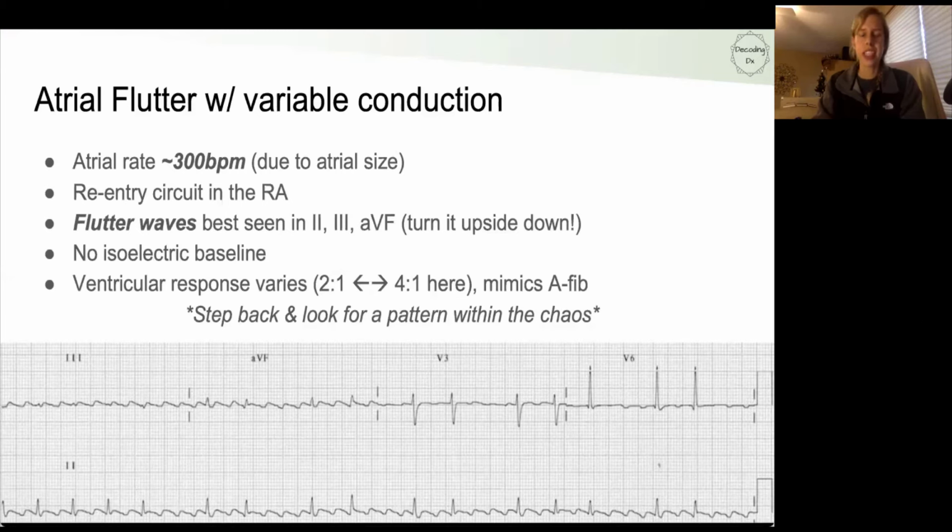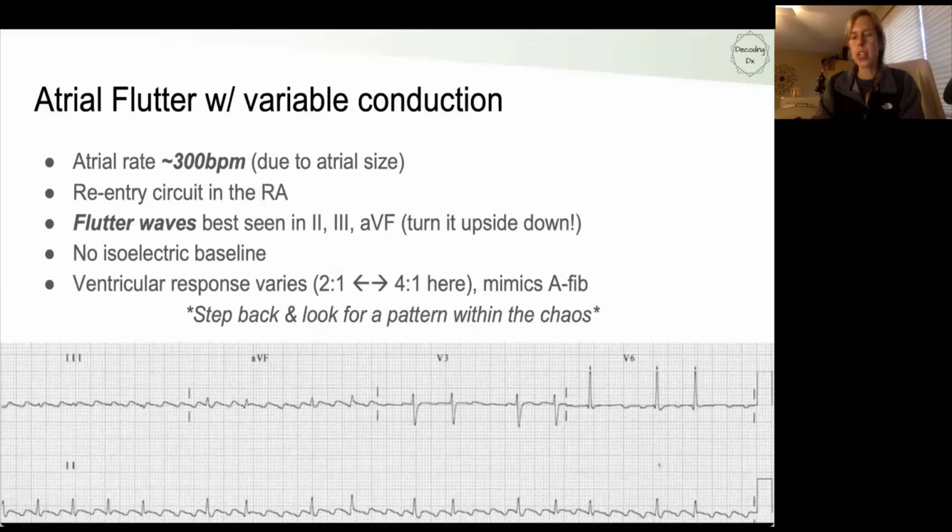So you'll see in this example EKG that we're alternating between a ratio of 2 to 1, 4 to 1. We're having 2 flutter waves for every 1 QRS, but then the next instance, there's 4 flutter waves for every 1 QRS. And this keeps changing. So this is what we mean by variable conduction, is that it's not a constant number of flutter waves that are then correlating with 1 QRS.